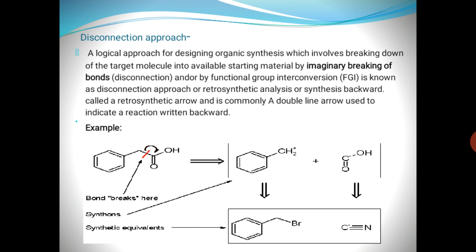So there is one example, where a target molecule gets converted into its synthons, and synthons get converted into synthetic equivalents. Here in this target molecule, bond breaking takes place, which gets converted into synthons, which are benzene with CH2 plus C double bond O and OH, and these will get converted into synthetic equivalents.